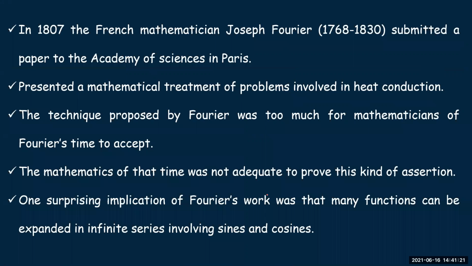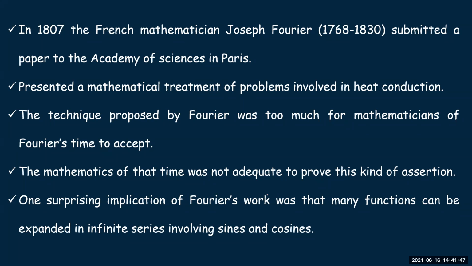In 1807, the French mathematician Joseph Fourier submitted a paper to the Academy of Sciences in Paris. He was doing certain research, and a paper related to his research was submitted to this Academy of Sciences in Paris for presentation or publication. See, in that paper, he presented a mathematical treatment of problems involved in heat conduction.